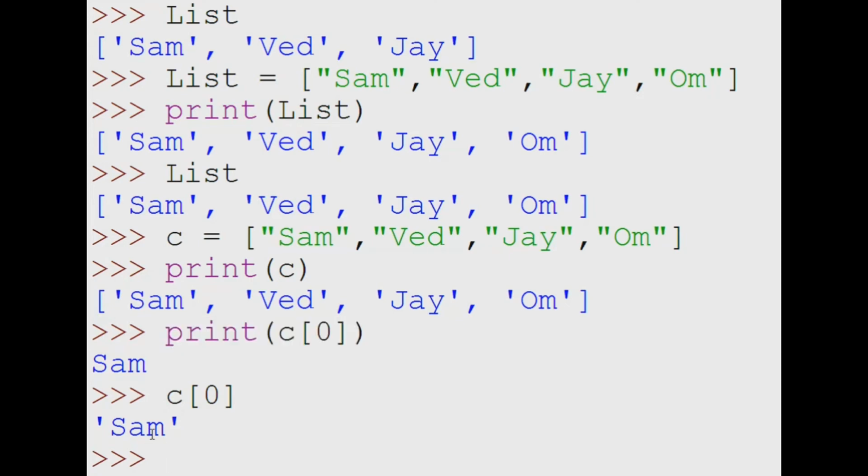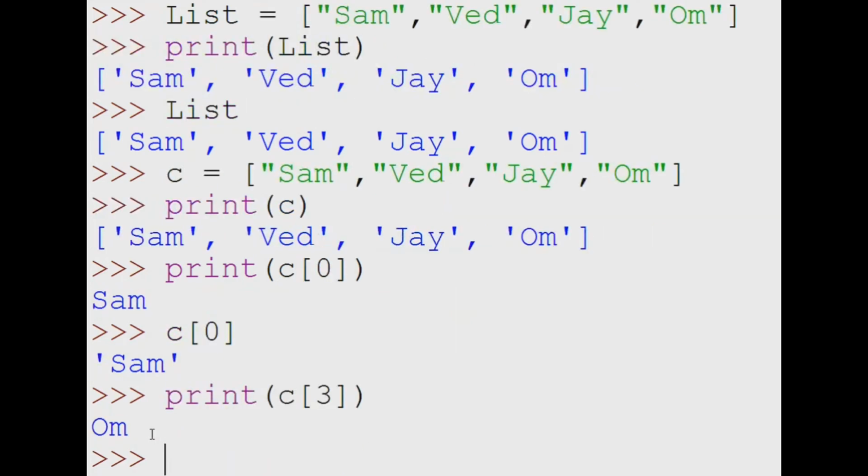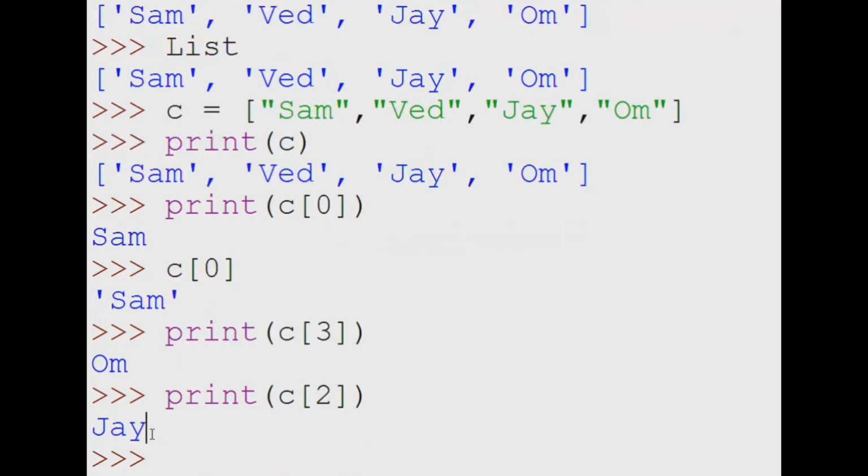Okay, now if I write print and C in it and type this square bracket and a square bracket. This is list bracket, but I am not using list. If I type 3, it will give us ohm. If I type 2, it will give us joy. And if I type 1, definitely it gives us Wade.